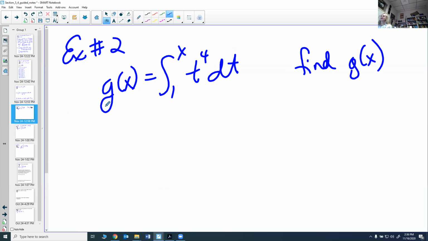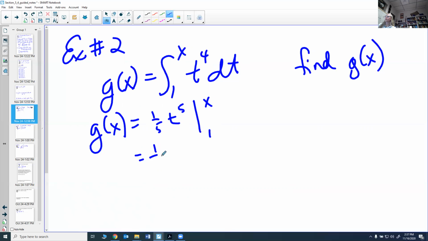Another example is, let's say I have g of x equals the integral from 1 to x of t to the 4th dt. I'd like to find g of x. So again, I'm going to go ahead and do that integral. You're just evaluating the integral. So the integral of t to the 4th is 1/5 of t to the 5th. I'm going to evaluate that from 1 to x. So we get 1/5 x to the 5th minus 1/5.